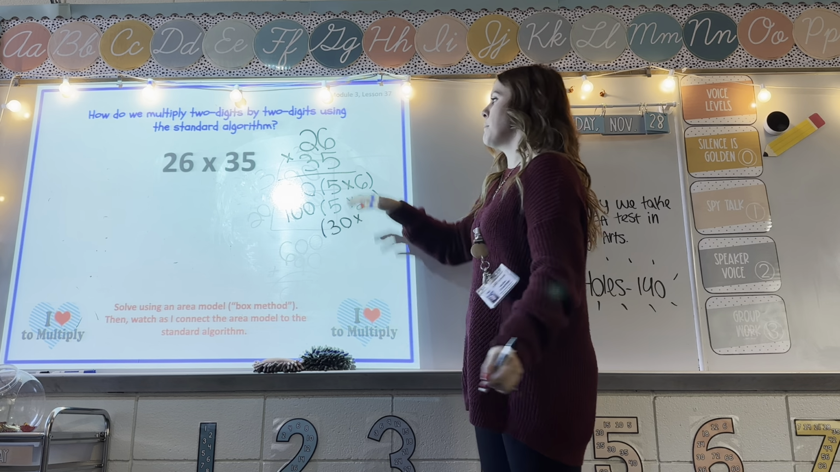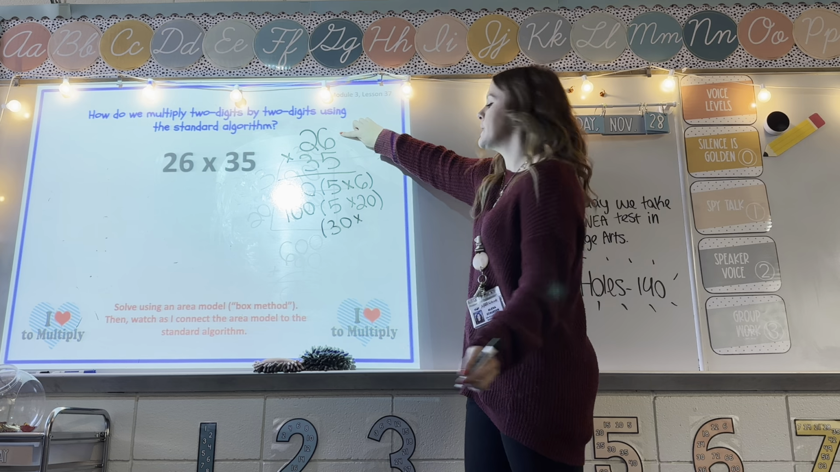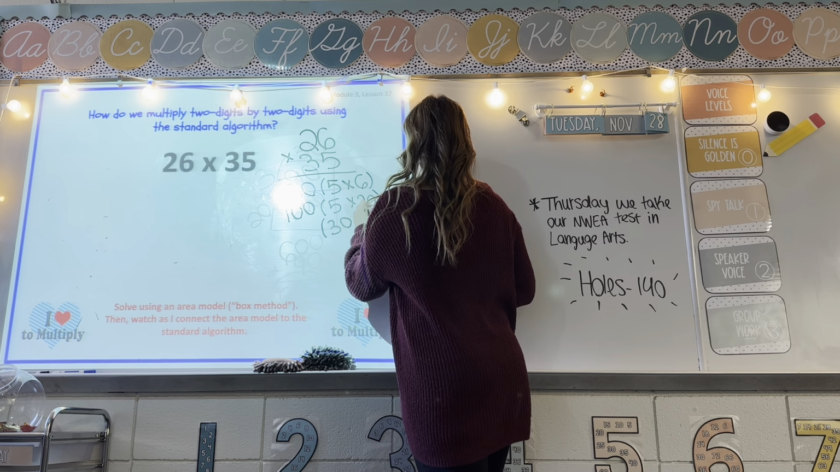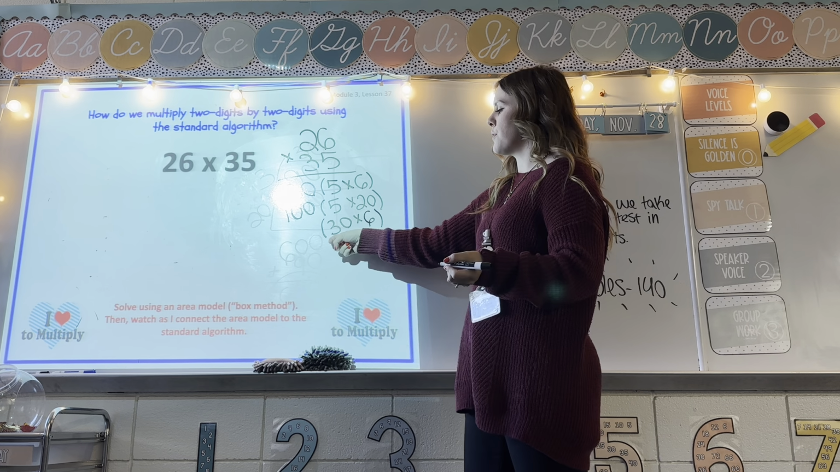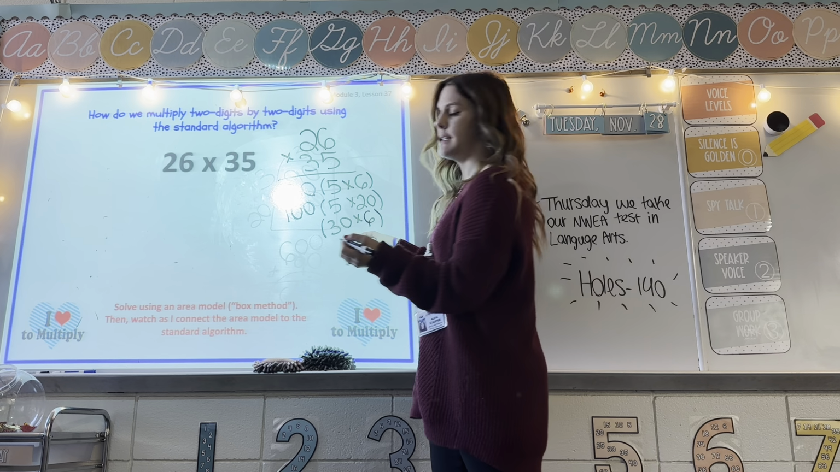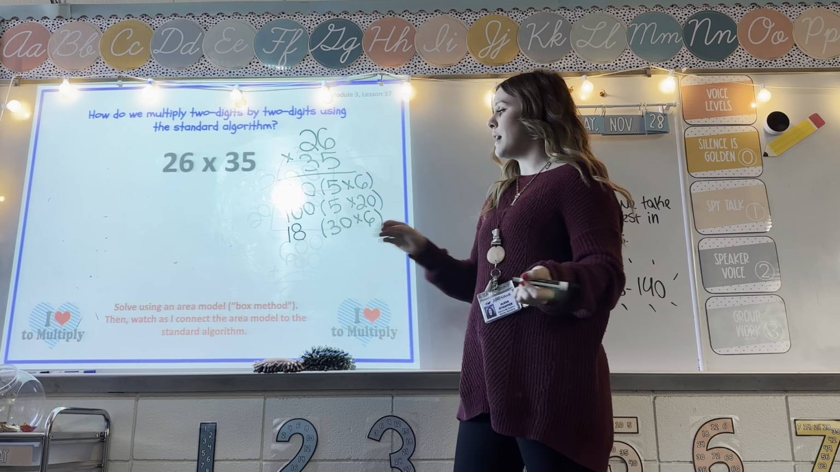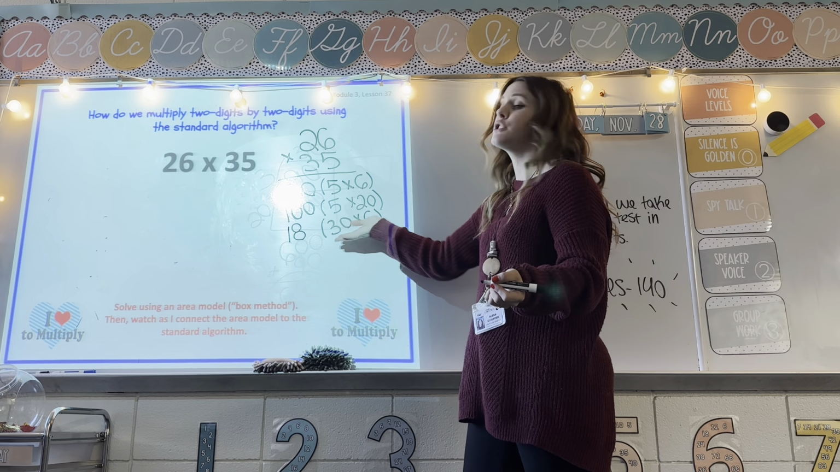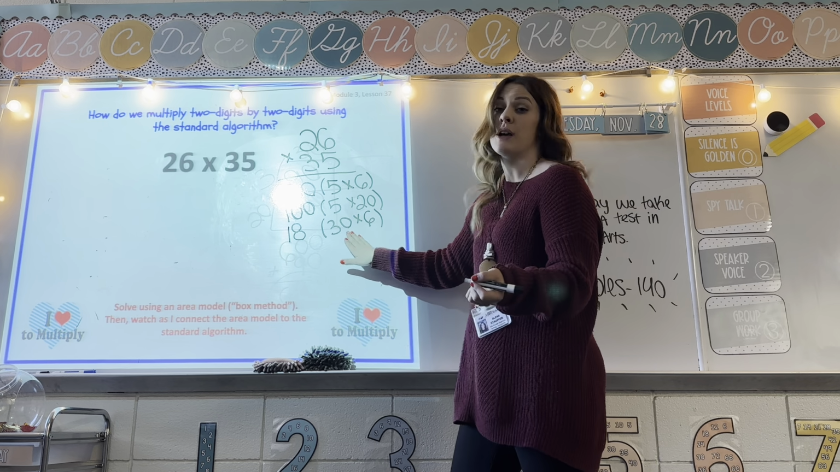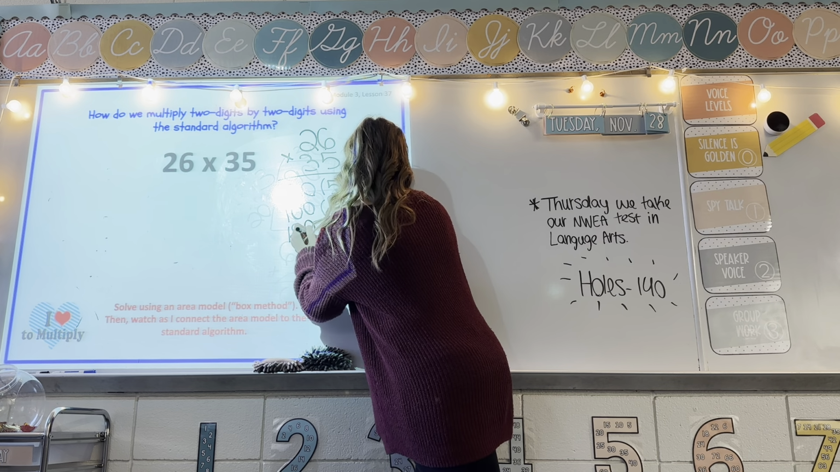I'm going to multiply it by my 1s place up here, which is 6. And I know 3 times 6 is 18. So I'm going to write 18. However, it's not just 3 times 6, it's 30 times 6. So I have to make sure I add my 0 back in.